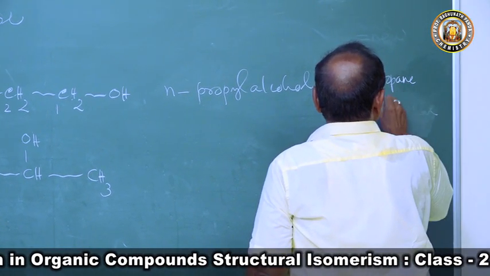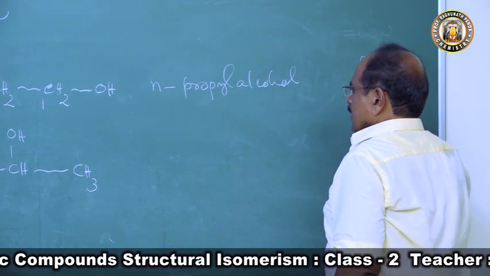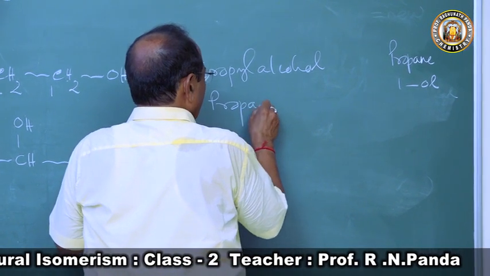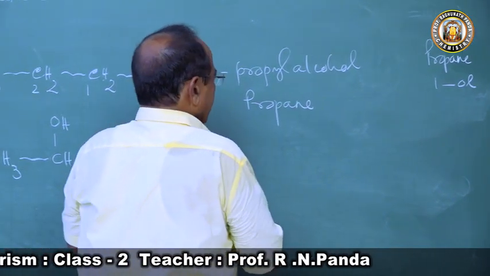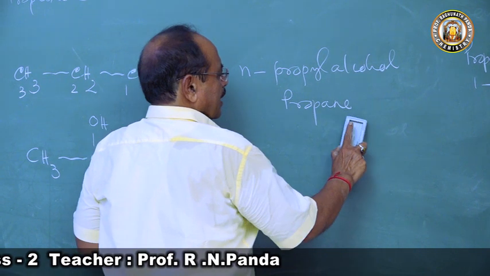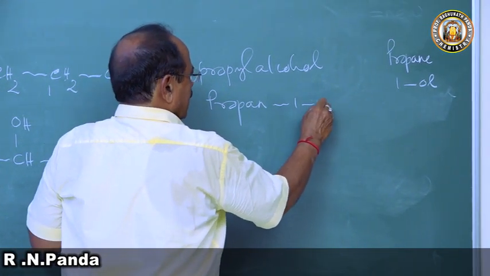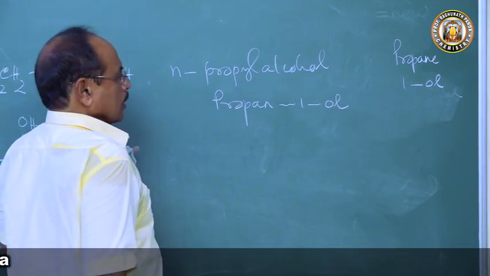And what has happened? At 1 carbon atom, OH is there. So what will I do? I will write propane. The hydrocarbon was propane, but it's no more propane. It lost hydrogen. So when hydrogen goes, we remove E. So propan and 1 ol, propan-1-ol.